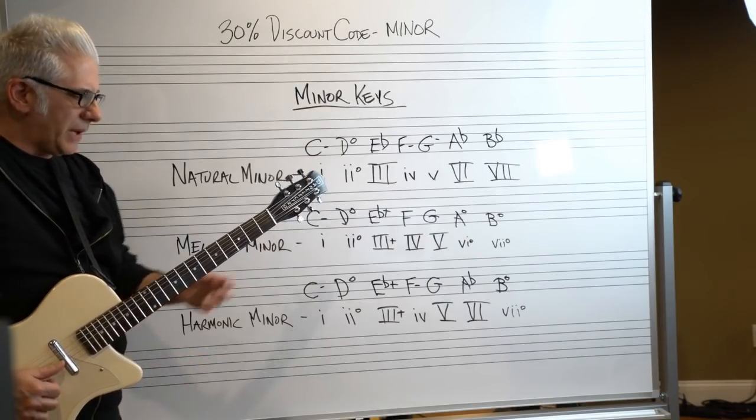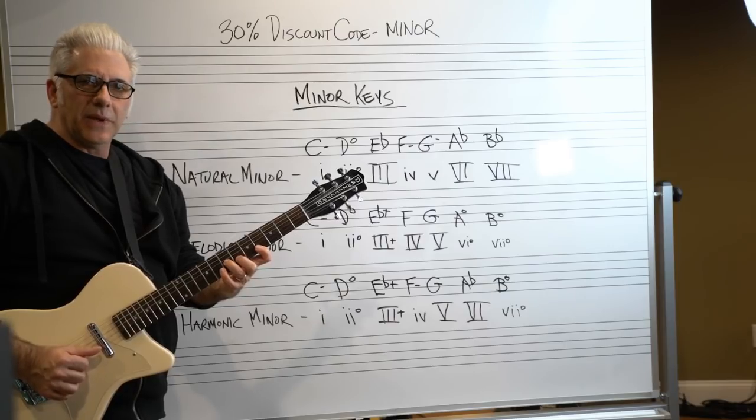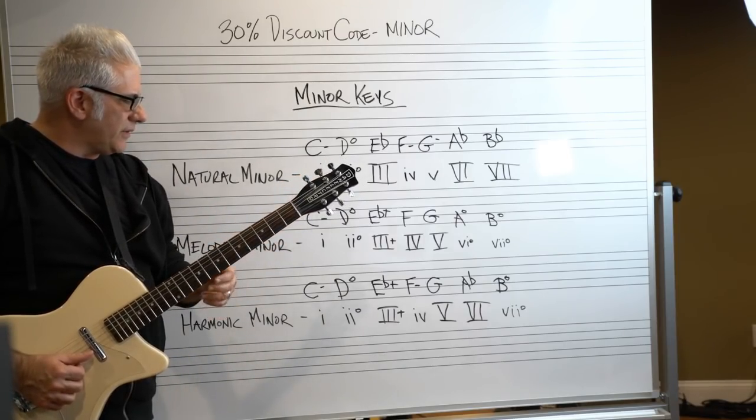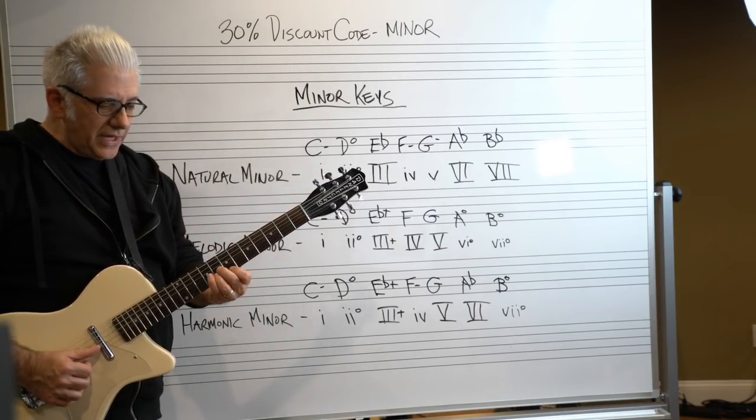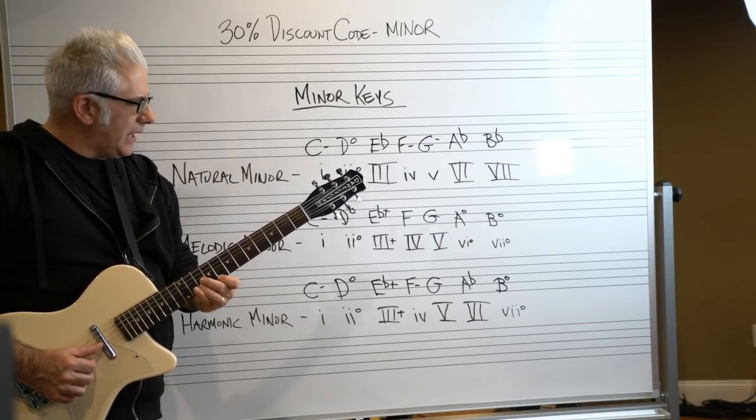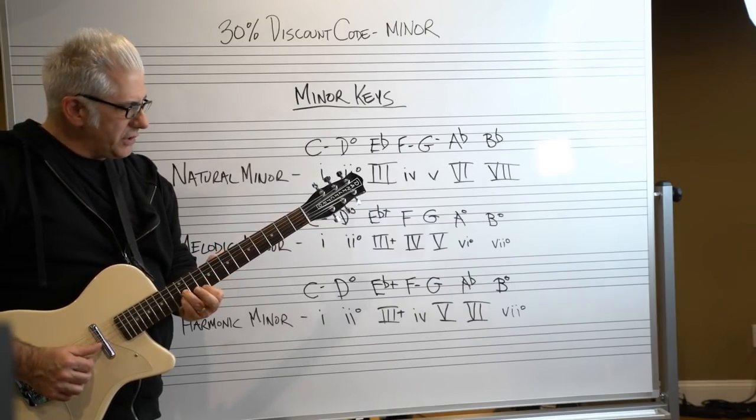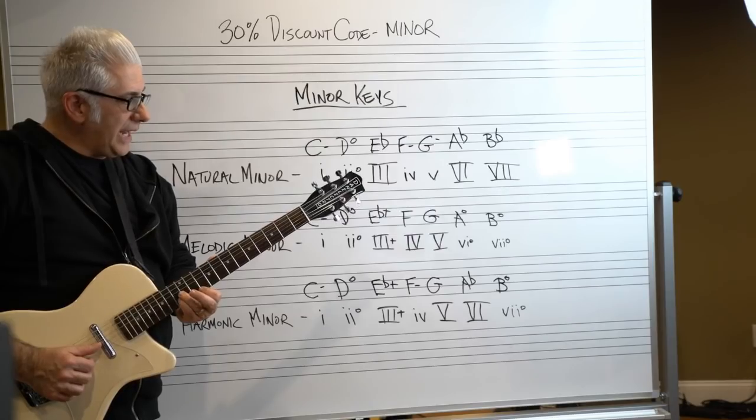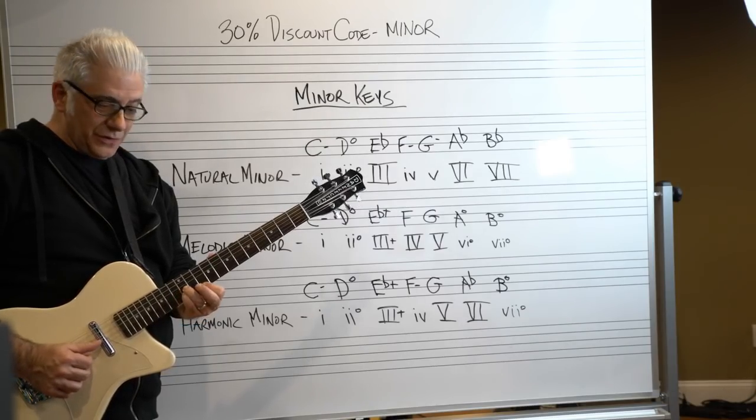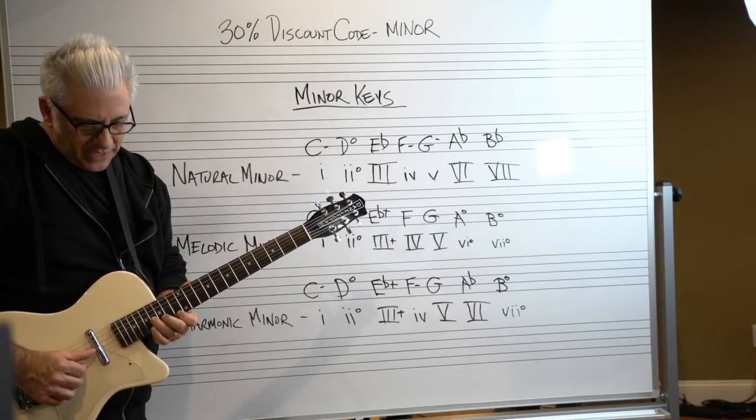C harmonic minor, once again, C minor, D diminished. So they all start the same with C minor, D diminished. This one has E flat augmented, F minor, G major, A flat major. It's cool because it has, and then B diminished.